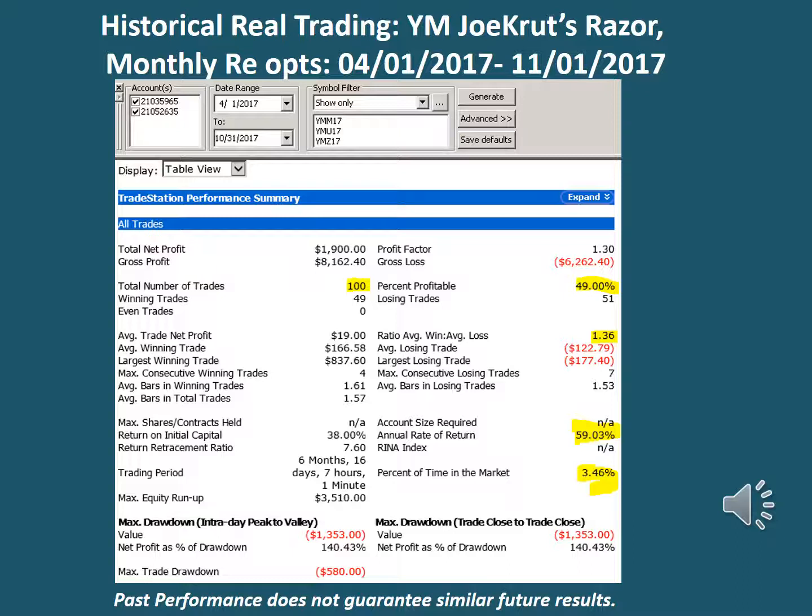That's a 59% annualized return on a day trading count with slippage and commission, and we're in the market less than 4% of the time. I'm proud of it. I think it's great, but let me show you why I'm switching.